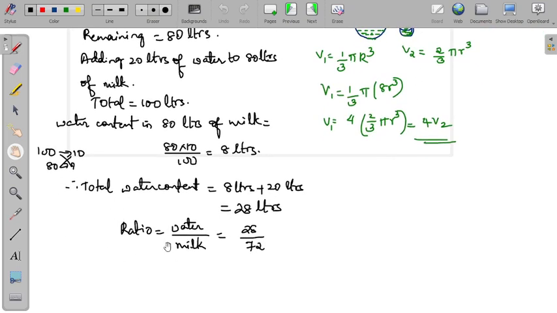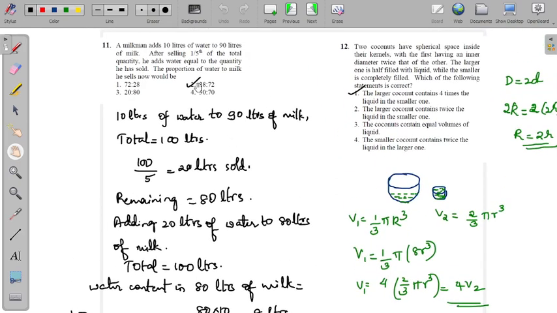Therefore, you have to find the water to milk ratio. So 28 divided by the remaining milk, which will be 72. So the second option is the answer.